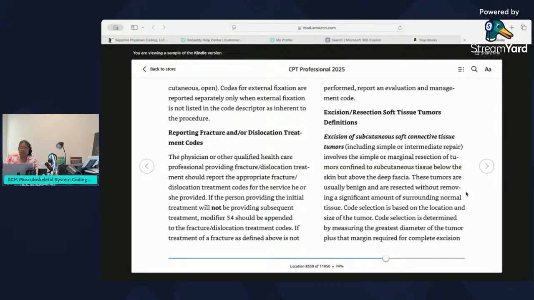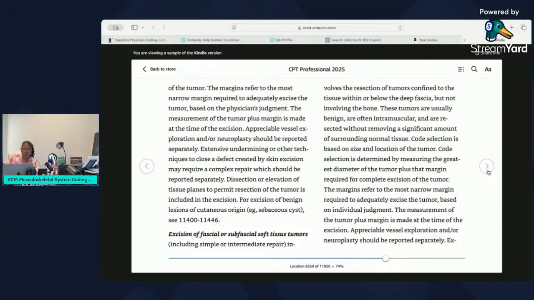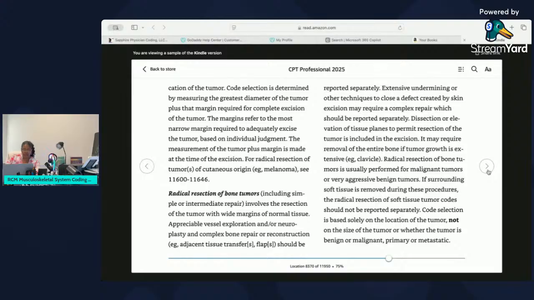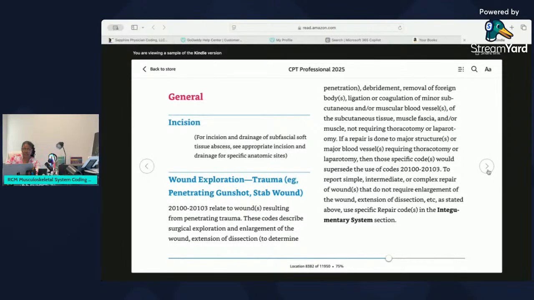In the beginning of this book, it gives you a definition of coding. We're taking words and we're deciphering them into numbers. We're taking reports and we're deciphering them into numbers, and we're putting them on a claim form so the bills can be paid. Okay, so again, this actually has a full section of the musculoskeletal system in this book. Okay, and again, we're gonna start from the beginning.